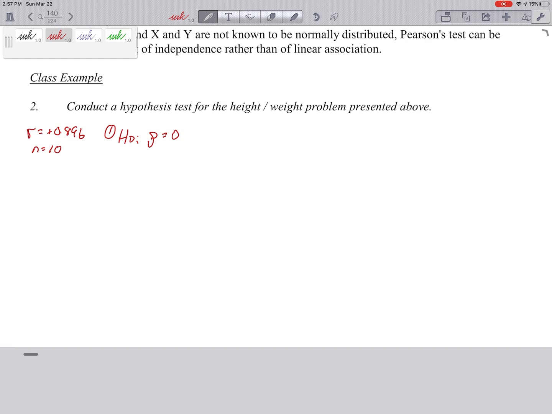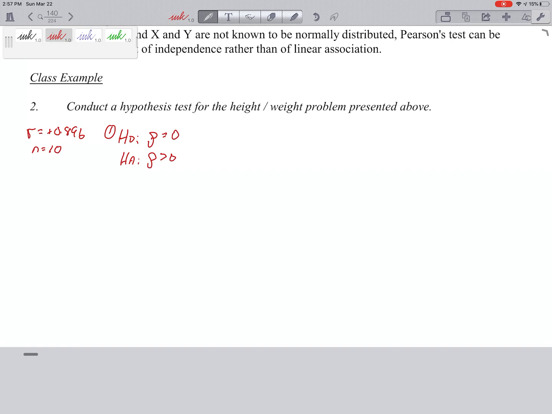We're never testing a sample statistic. We're always testing a population parameter. The alternative hypothesis, I'm going to say, is that rho is greater than 0. Now, a really important thing to note here: remember that we never form the alternative hypothesis based on the sample statistic. In fact, this is a two-step process.